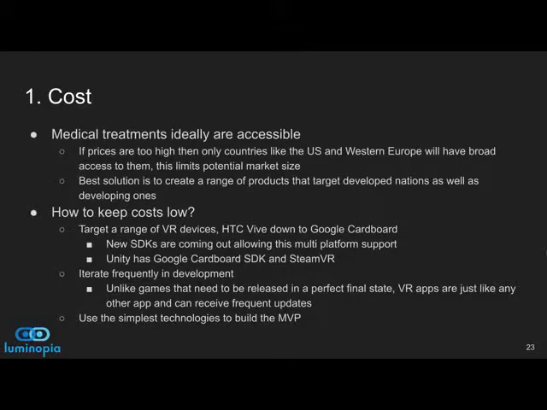But if you price the product too low, you're now missing out on potential revenue from targeting Western Europe and North America. So one thing that we found is the best solution is to create a range of products that target developing nations as well as developed nations, that provide economic-specific features that allow the products to be differentiated but still be accessible to people in all regions, which massively expands the market size. So how to keep costs low, and how are we keeping costs low?